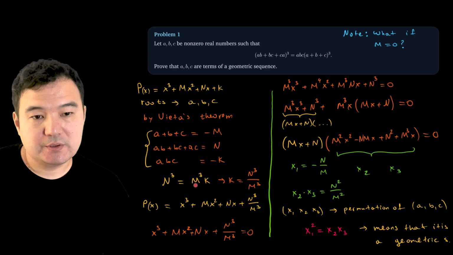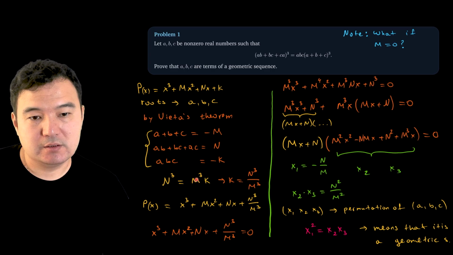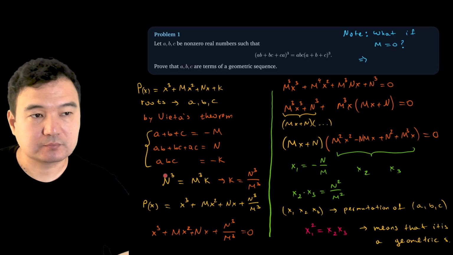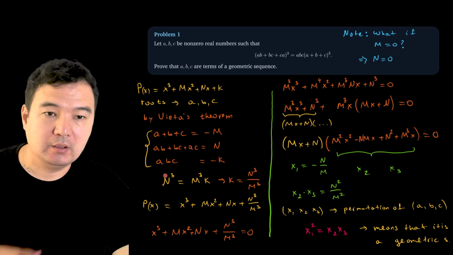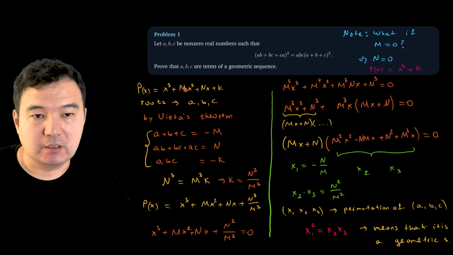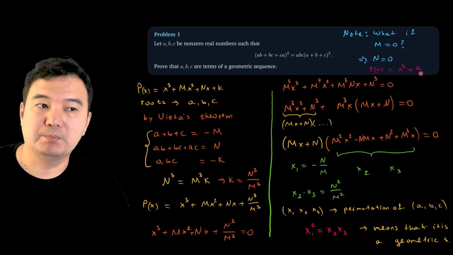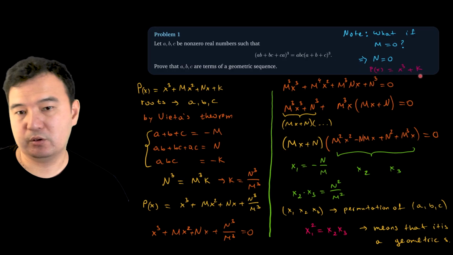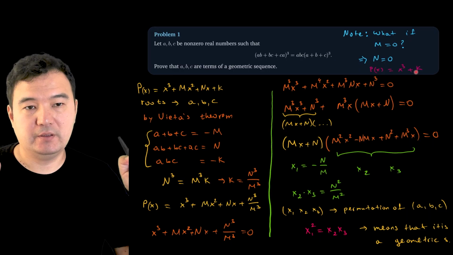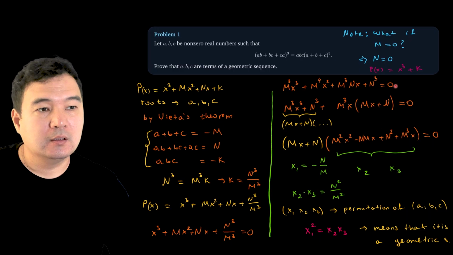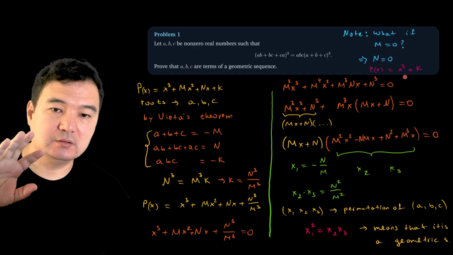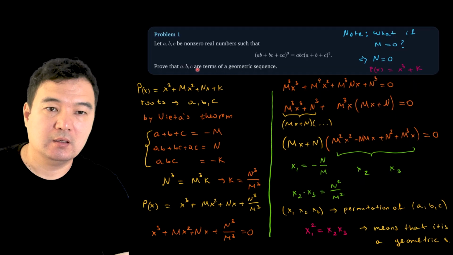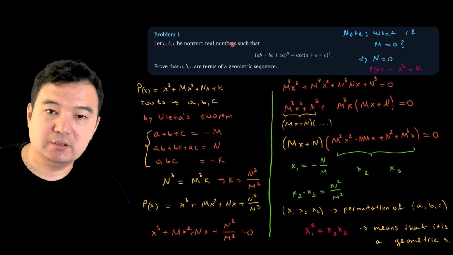So if m is equal to 0, just plug m in here, 0. Then n is also 0. So m and n are 0, and then your polynomial becomes x cubed plus k, just one cubic term and one free term. And this polynomial should have three non-zero real roots, because a, b, c are non-zero real numbers.